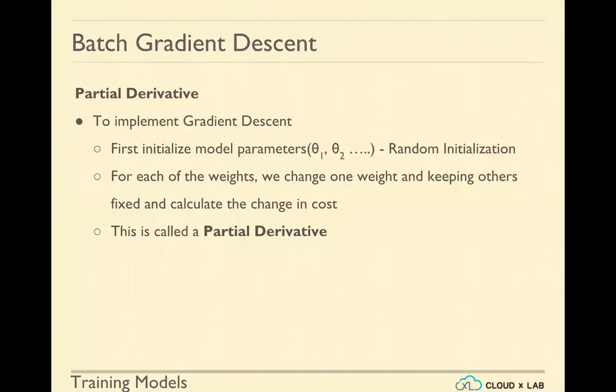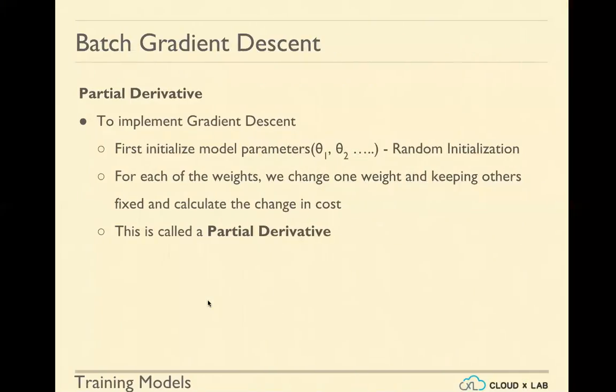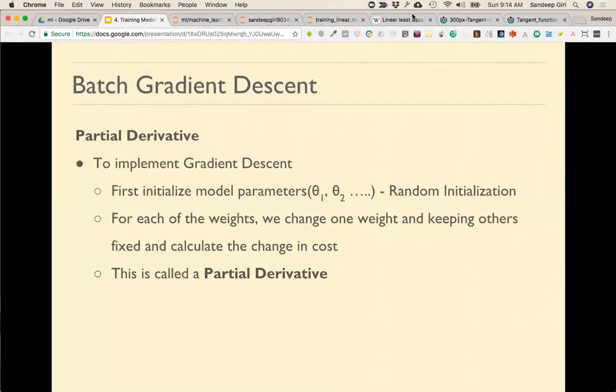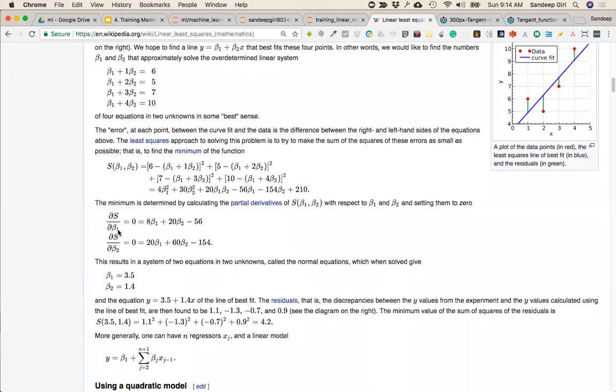And for that, we need to find all the thetas, or model parameters. So for each of the thetas, we change one theta and see how the output is changing. What is the rate of change for each theta value? We do that for each theta separately. So we do the partial derivative, the way we did partial derivatives here.